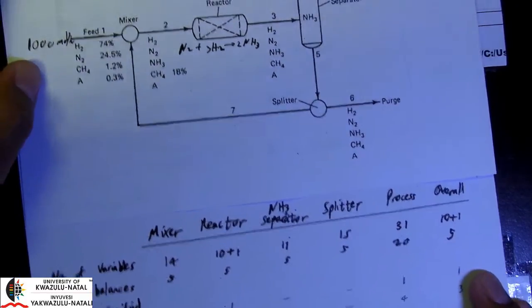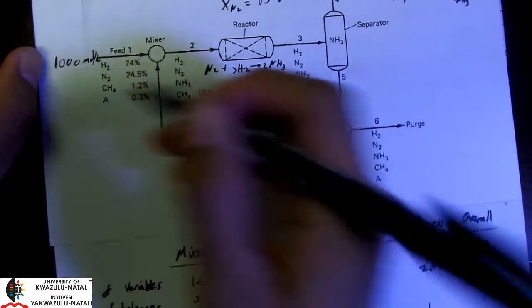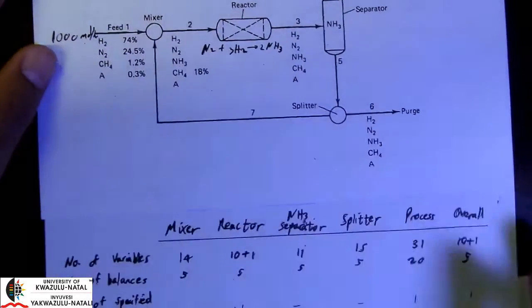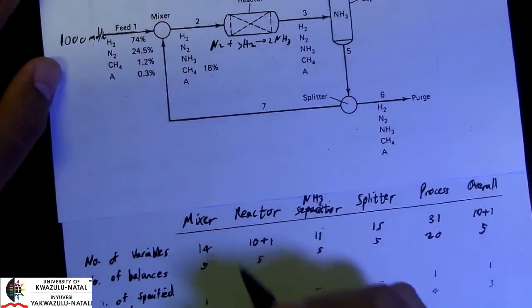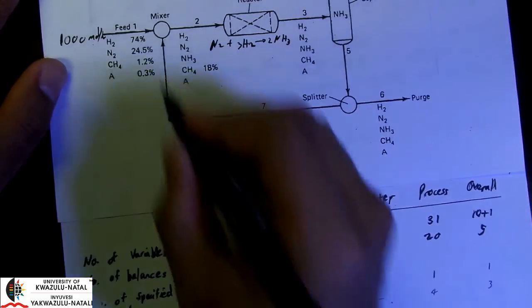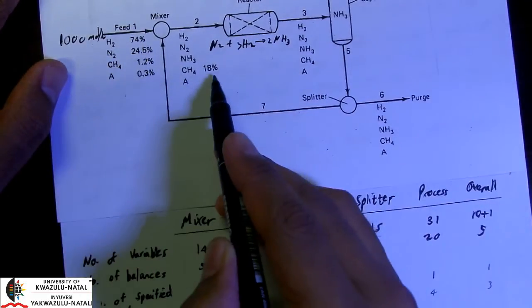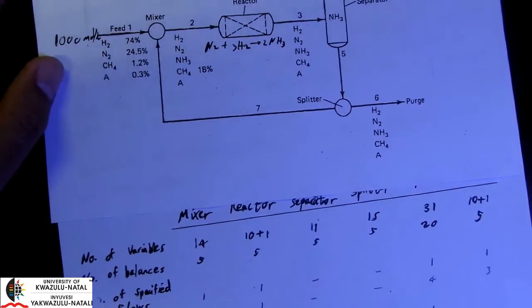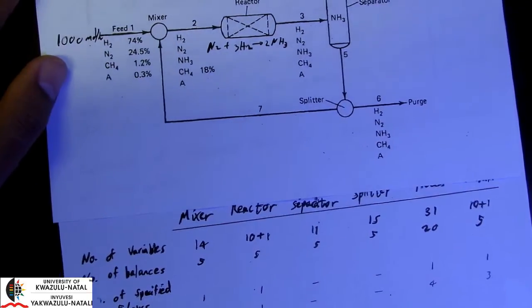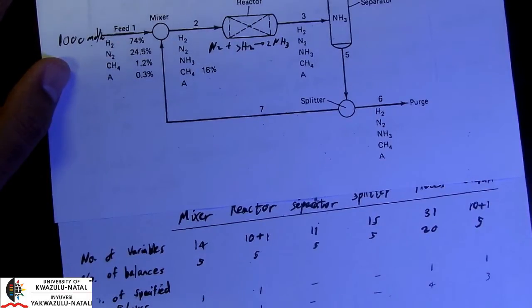In terms of our specifications, we are given a flow of 1000 moles per hour to the mixer, so that's relevant there. And we are given 4 independent compositions, so that's 1, 2, 3, and the 4th one. There's no subsidiary relations relevant to our mixer, so we have a degree of freedom of 4.